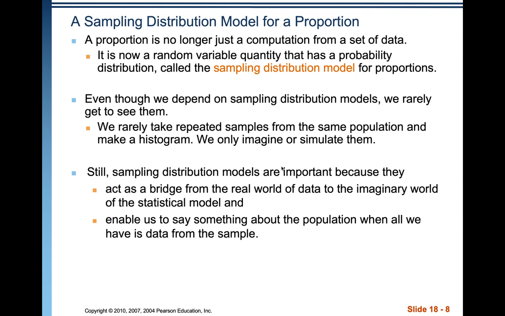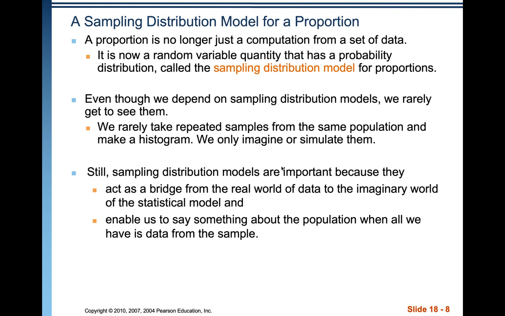Okay, so what does that mean for us? It means that a proportion is not just a computation from one set of data. It's also, we can think of it as a random variable quantity. And the random variable quantity follows the sampling distribution model for proportions.